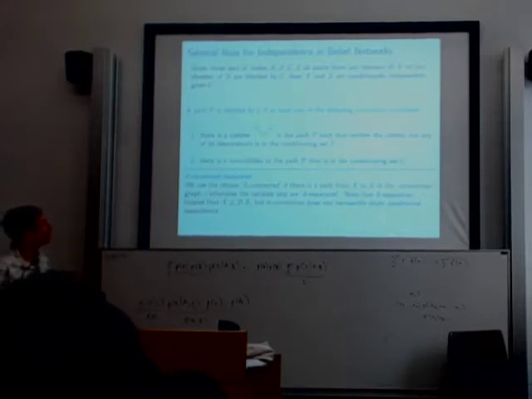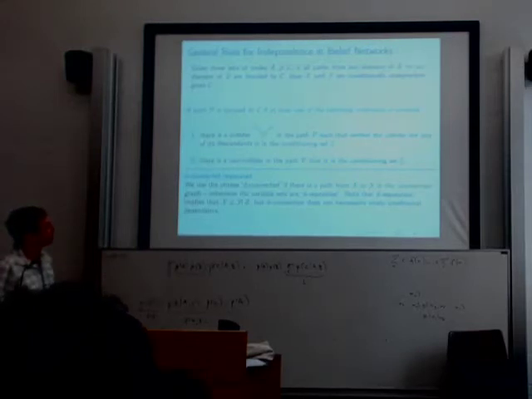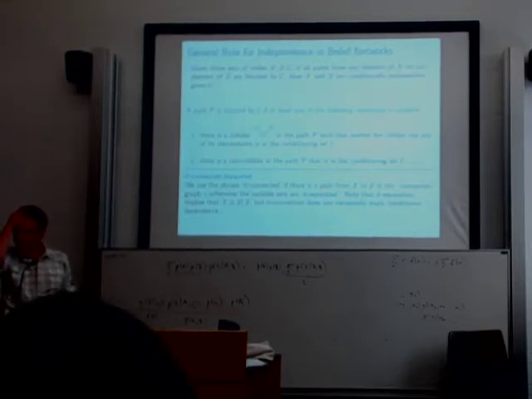Okay, so what does this blocking mean? A path P is blocked by C if at least one of the following conditions holds. There's a collider in the path such that neither the collider nor any of its descendants is in the conditioning set. Okay, so this sounds very mysterious, but it's obvious actually, from what I said before, right?